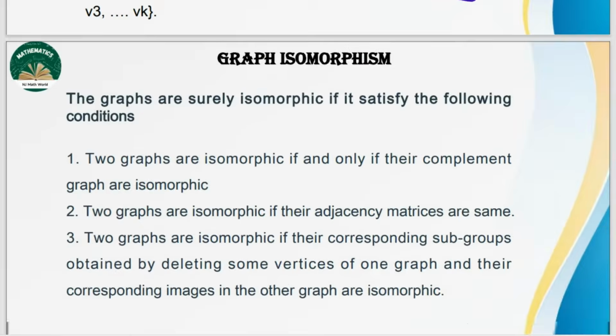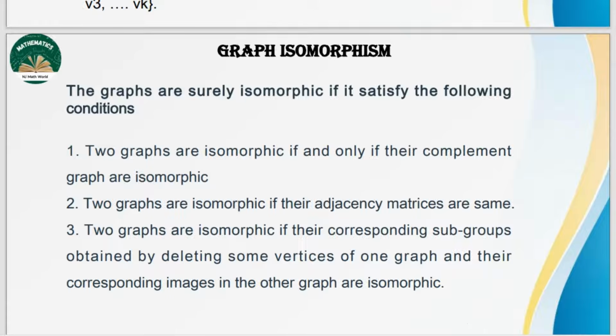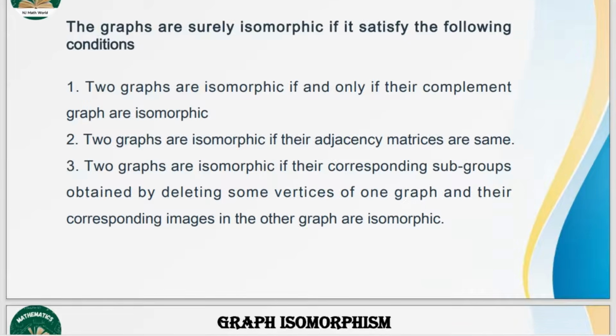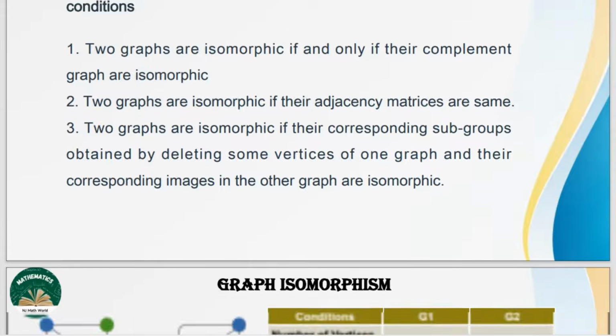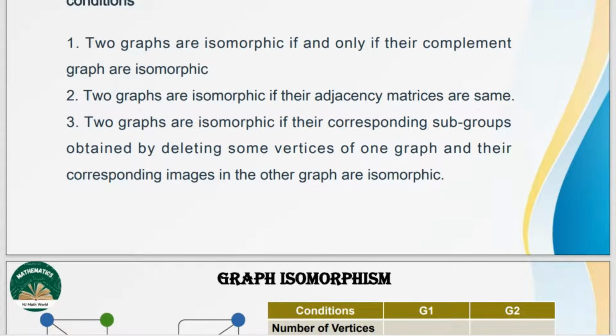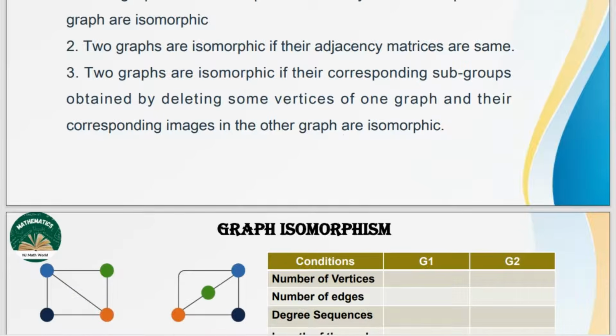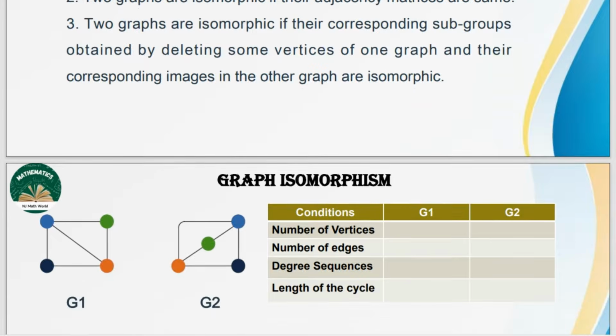Then graphs are surely isomorphic if they satisfy the following conditions. Two graphs are isomorphic if and only if their complement graphs are isomorphic. Two graphs are isomorphic if their adjacency matrices are the same. Two graphs are isomorphic if their corresponding subgraphs obtained by deleting some vertex of one graph and the corresponding images in the other graph are isomorphic.